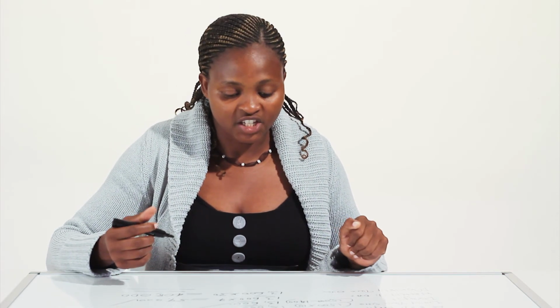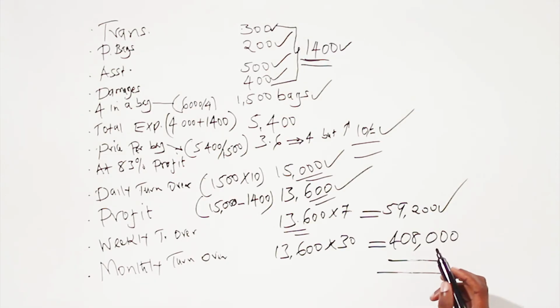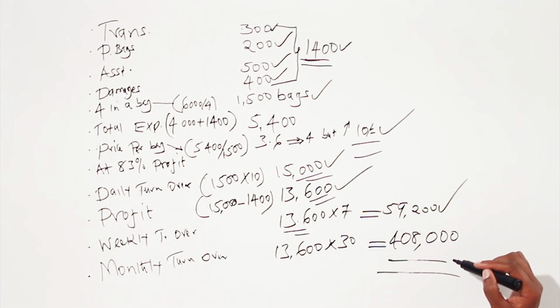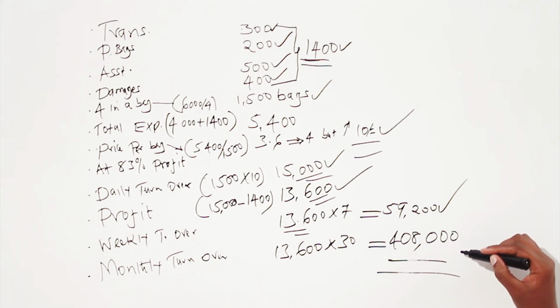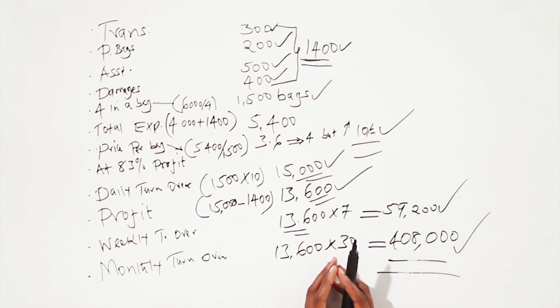Good. Now we also must calculate the monthly turnover for Mama Mboga. Since we already know that in a month we have 30 days, and we know also that in a day Mama Mboga was getting 13,600 as a profit, therefore we multiply 13,600 by 30 days, and this gives us 408,000 Kenya shillings as the monthly turnover for Mama Mboga at Opul's village. Very good.